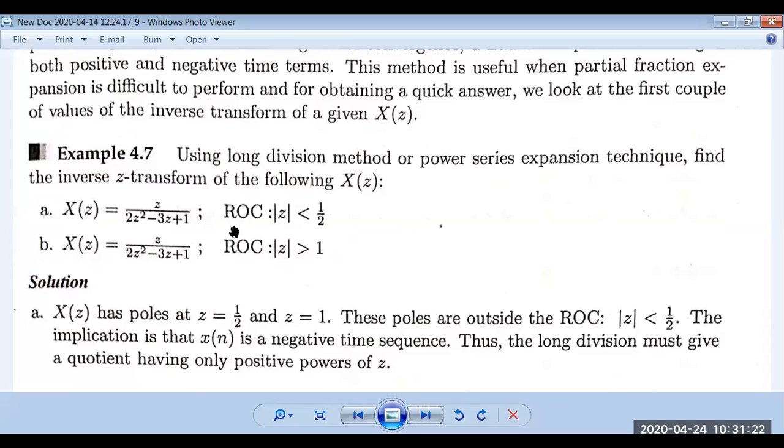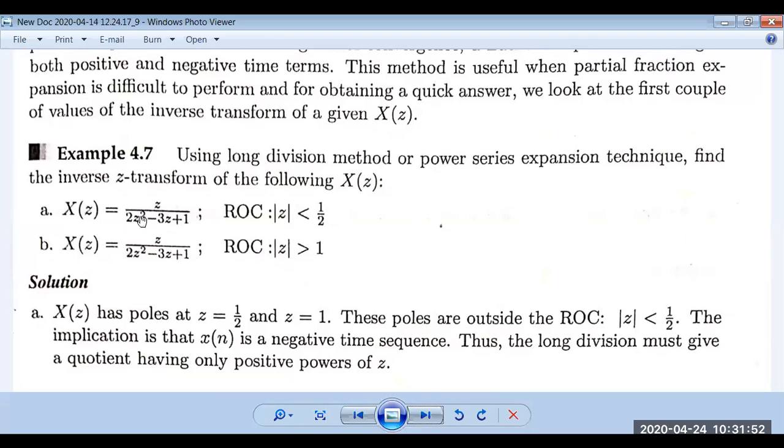This long division method we shall not have for the internals. Tomorrow, today is your last class, right? I'll be able to complete this, but still we will not have this long division method in the internals. Though this is simple, I have so many other things to be given. So see here, using the long division method, you need to find out the inverse Z transform.